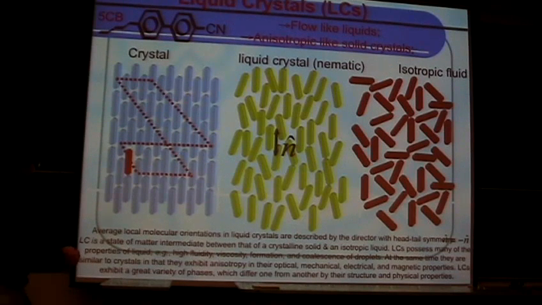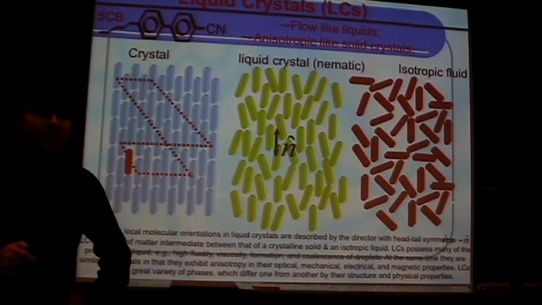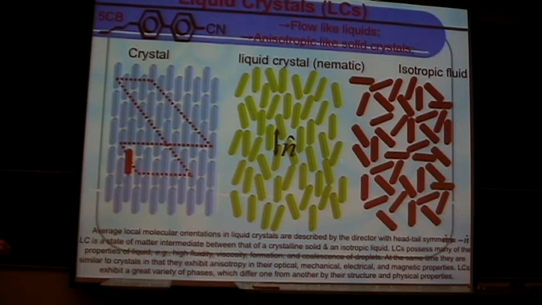And so because of this, they are of great interest for many applications, and you all know about liquid crystal displays, of course. But in both fundamental science and also in applications, it's very important to be able to visualize the patterns of molecular orientation in those systems with long-range orientational ordering.